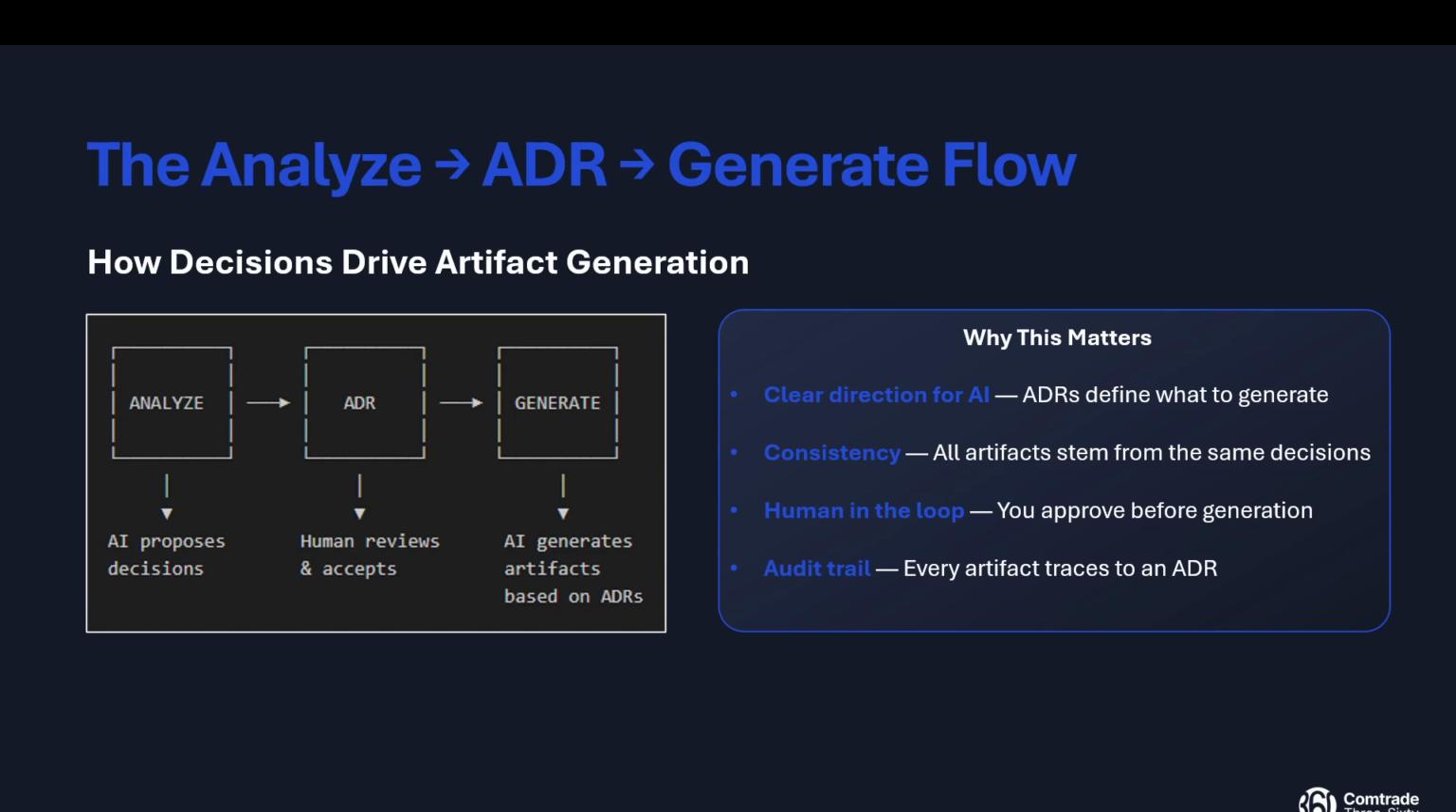And this is exactly what ADRs solve. Instead of generating artifacts directly, we first run an analyze step. The AI looks at your requirements and proposes the architecture decisions. Each ADR documents a specific decision. It identifies the key choices that need to be made: what technology to use, how to structure the system, where to draw boundaries. But there's a critical part to it.